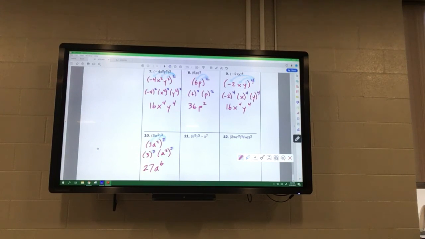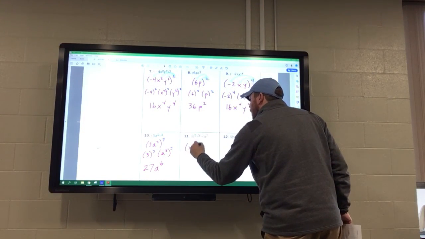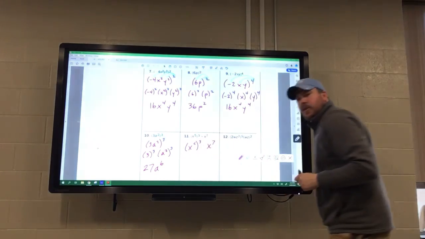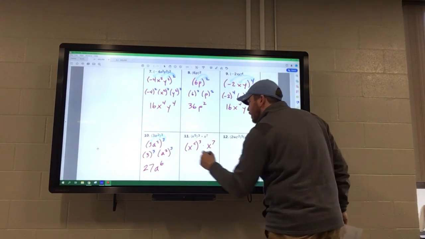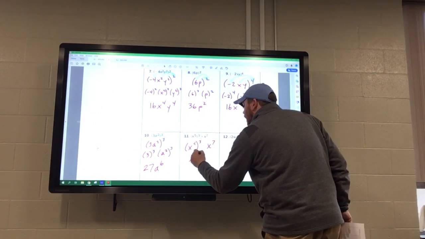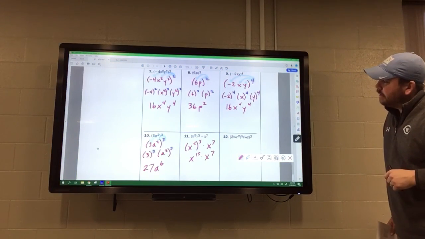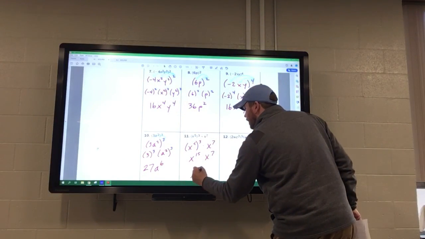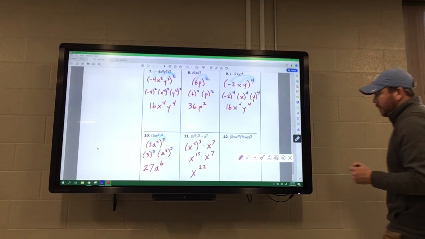For number 11, we're going to have to use a couple different properties. So first, let's go ahead and rewrite it. X to the 5th to the 3rd power. When I raise the power to another power, I multiply the exponents. So this will actually be x to the 15 times x to the 7th. And now we're multiplying two powers with the same base. So I keep my base and I add the exponents. 15 plus 7 is 22.